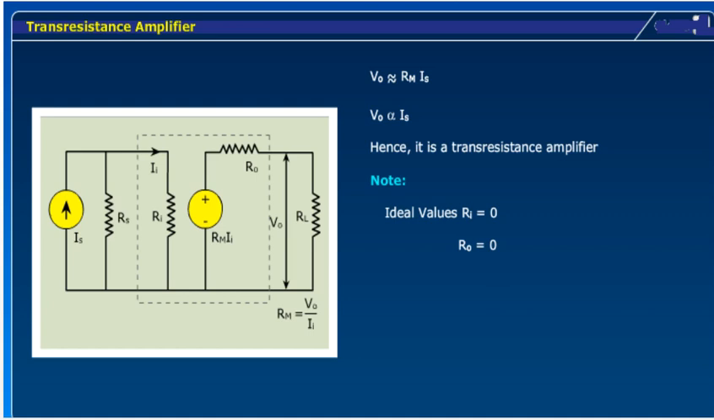So these are the four basic amplifiers we have discussed here: voltage amplifier, current amplifier, transconductance amplifier, and trans resistance amplifier. Okay, thank you. Remaining we'll see in the next video.